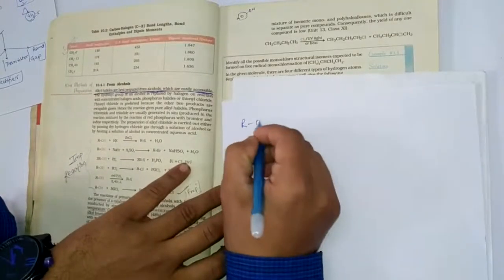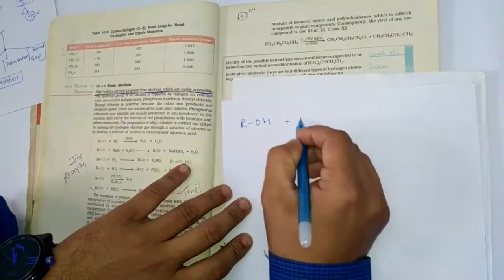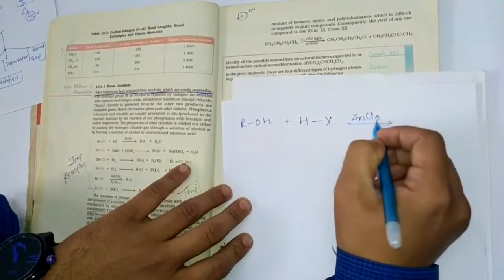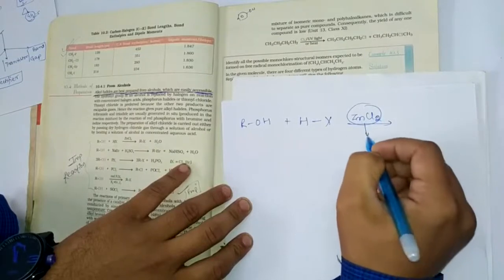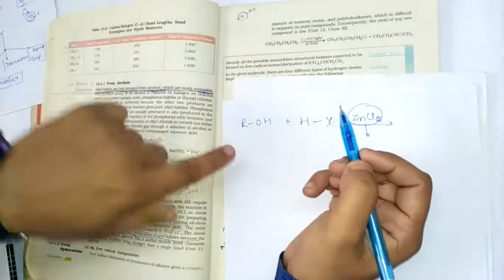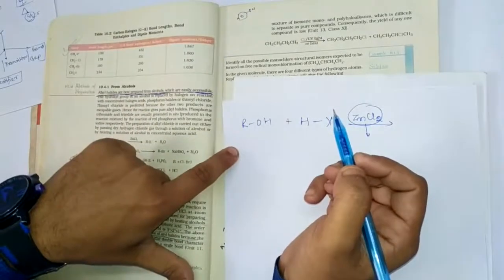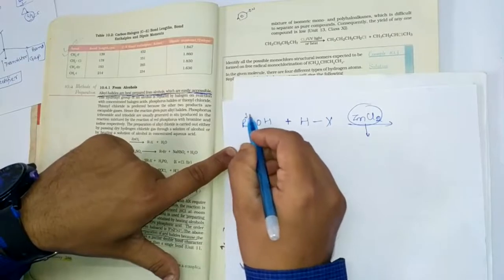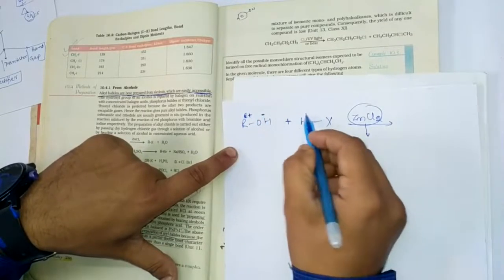As you can see, the first compound is ROH plus HX, and there is a compound ZnCl2. This is the reagent. What is the work of this reagent? I will tell you. This is the very first, the slow step. The next ones you have to do a little faster. So this is positive, this is negative, and this is positive, this is negative.